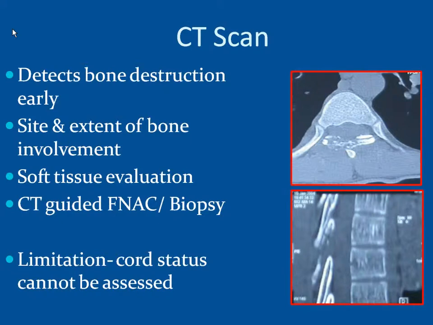A CT scan shows you an early destruction of the bone, and the site and extent of bone involvement can be very well deciphered. Soft tissue evaluation could also be made, and CT-guided biopsies at that time could be carried out. However, it has a limitation that it doesn't tell you about the status of the cord.